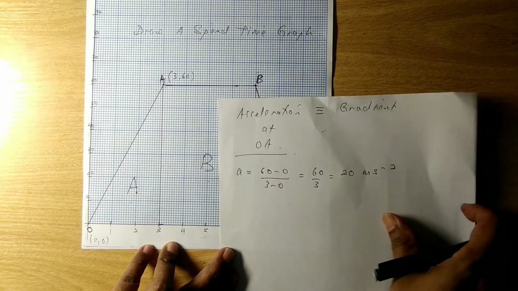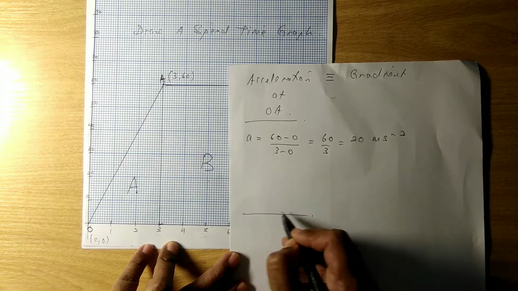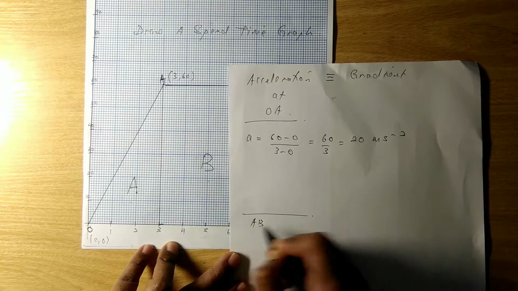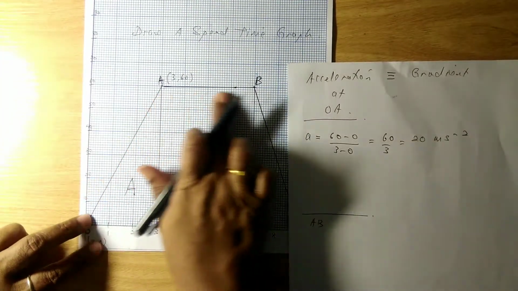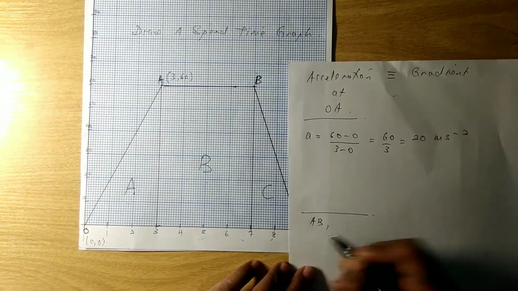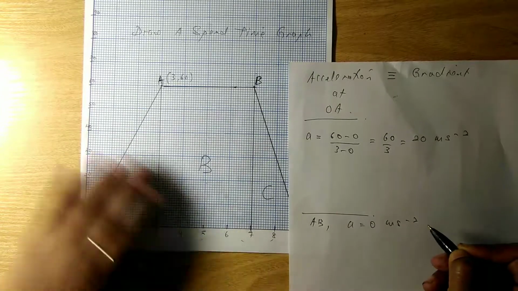Now when we are talking about A to B, we notice it's a straight line here. A horizontal line means there's no gradient. It means here my acceleration is actually 0 meters per second per second.